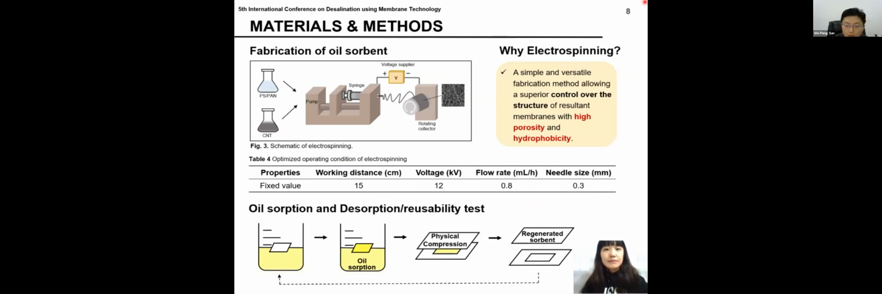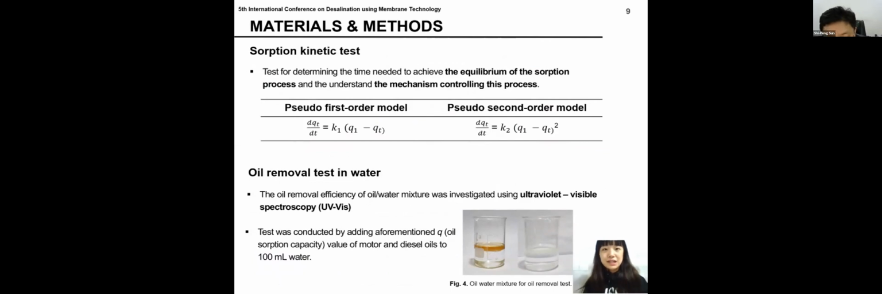A sorption test was investigated using motor oil and diesel oil for 1 hour. After sorption, a desorption test was conducted using physical compression. Also, reusability was evaluated by repeating sorption-desorption tests. Sorption kinetic tests can provide the equilibrium time, sorption rate, and possible mechanism controlling this reaction. 2 different models were considered: the pseudo first order and second order models. The oil removal efficiency of oil-water mixture was investigated using UV-Vis before and after oil sorption tests.